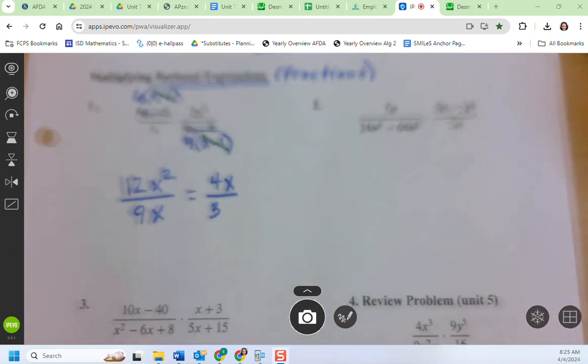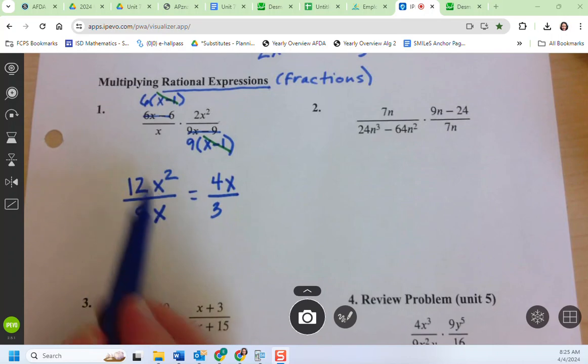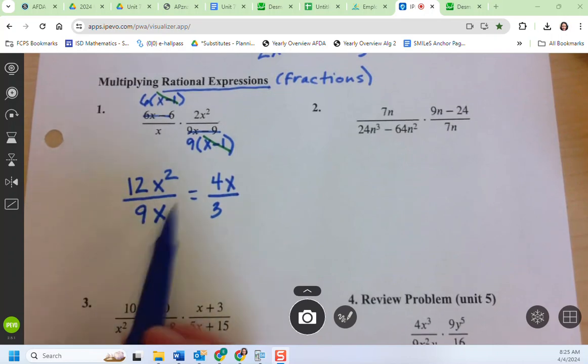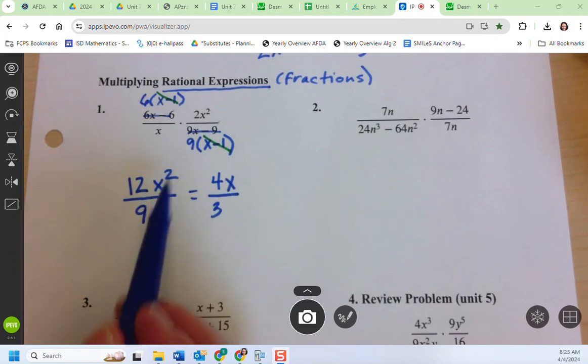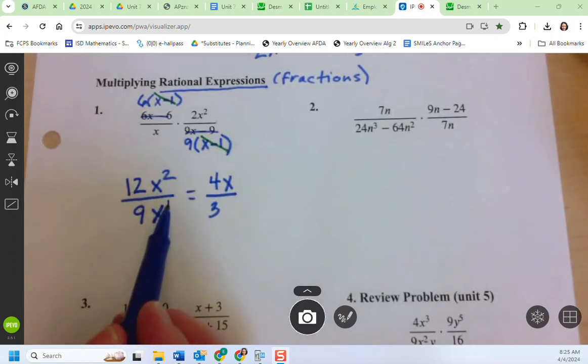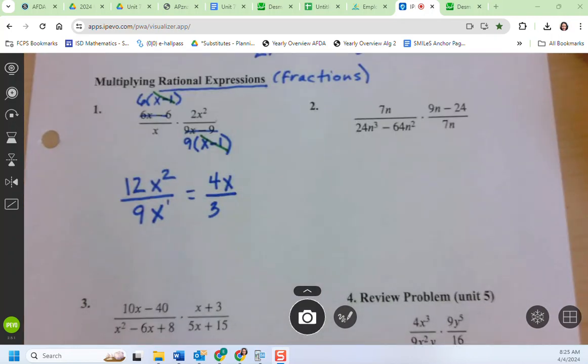Okay, so we simplified this fraction by dividing them both by 3. And then when we divide the common base, you can subtract the exponent. So 2 minus 1 gives you 1. Questions on that one? Okay.